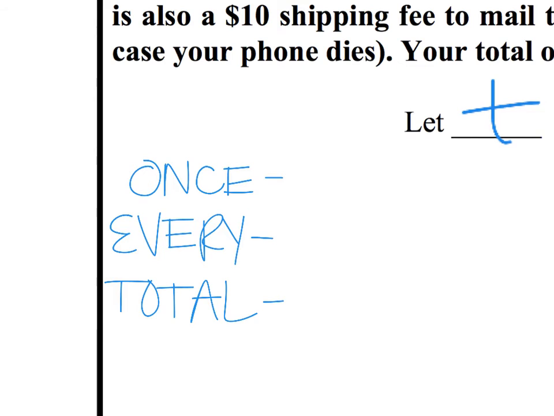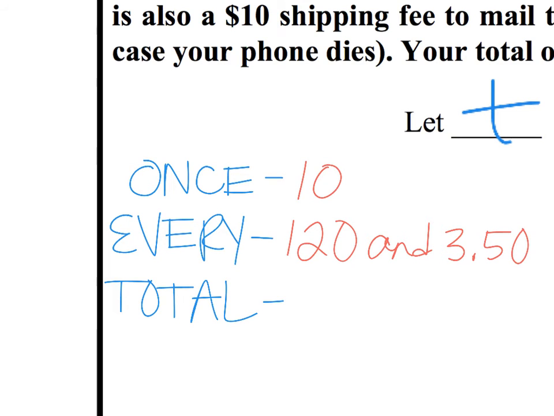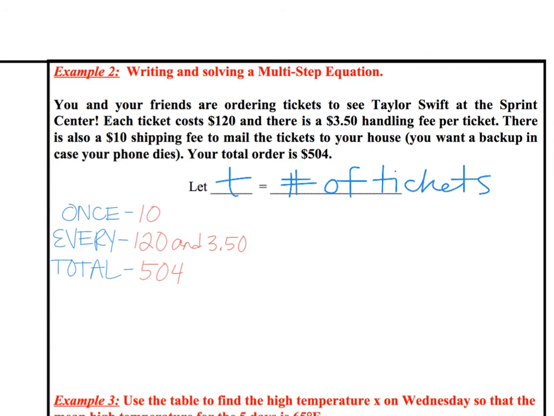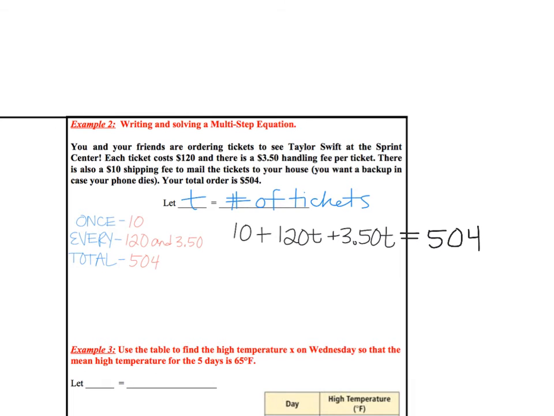Keep in mind that we're talking about multi-step equations, so some of these categories might have more than one thing. Yep, they both happen twice. So 120 and 3.50. They're both happening per ticket. What's our total, guys? Jeez. Let's really want to see Taylor Swift. Let's write our equation. The thing that happens once goes by itself. So I can just put... on this one, you might need your calculator. Go ahead and simplify and solve.